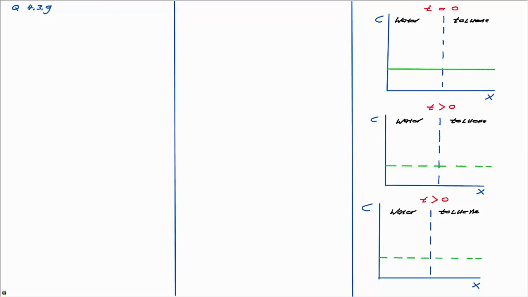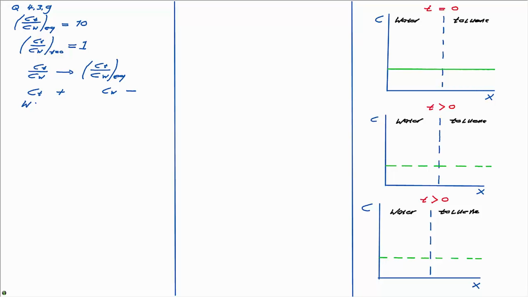Question 4.3.9. In which direction does transport of the iodine compound take place? Note that Ct over Cw in equilibrium is 10, and that at t is 0, this ratio is equal to 1. To increase Ct over Cw, we must increase Ct or lower Cw, or both. Therefore, the mass transfer is in the direction of the toluene.